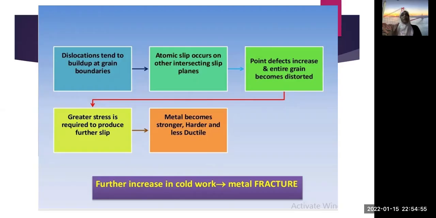You get a newer metal, which you call a wrought metal, which is much stronger, much harder, and much less ductile. The hardness, strength, everything increases, and the ductility decreases. But what happens when you do this cold work further? When you take this further, the material will fracture.